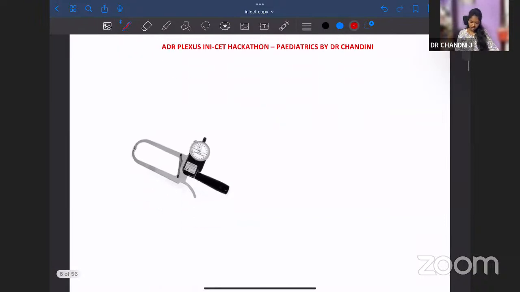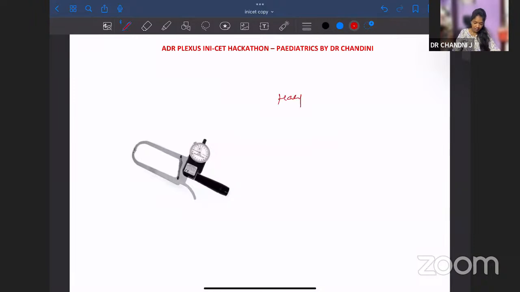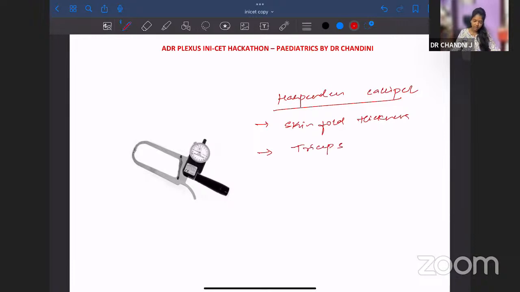What is this? This is called as Harpenden caliper. What is the use of Harpenden caliper? It's used to measure skin fold thickness. Where do you measure skin fold thickness? In the triceps. Okay. This is where you measure the skin fold thickness.